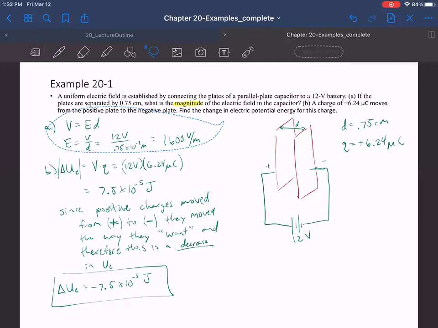Now, is this an increase in potential energy or a decrease? Without reading what I wrote there.